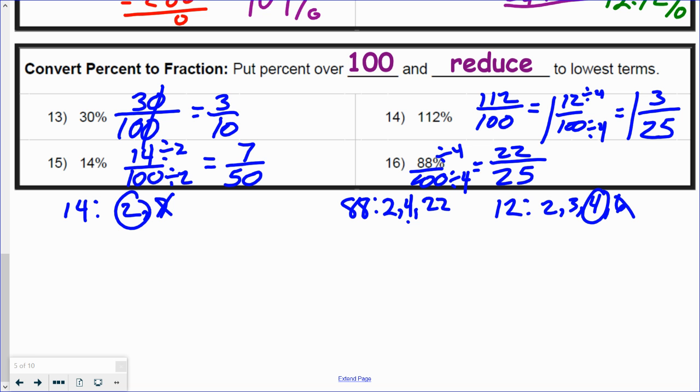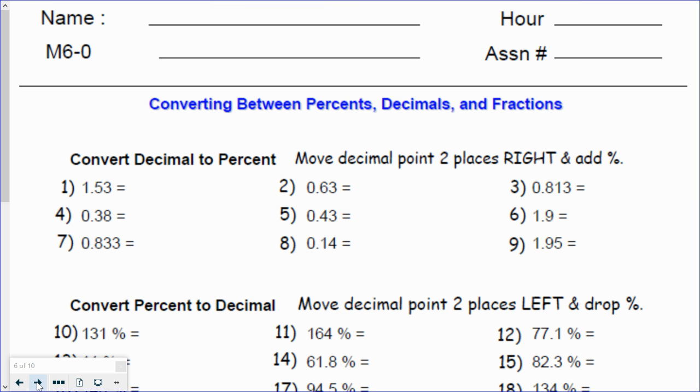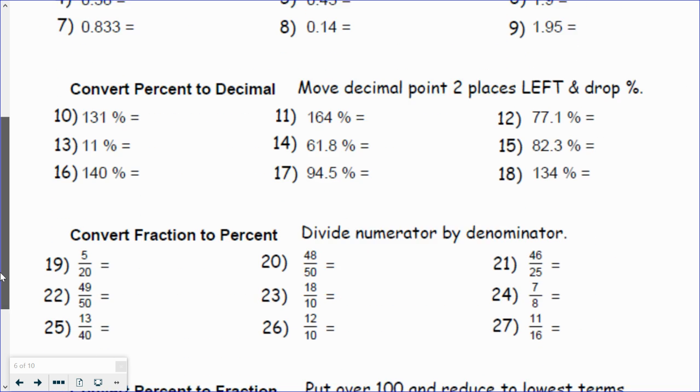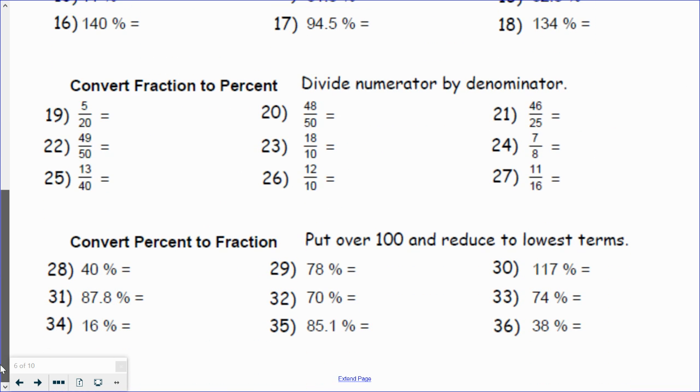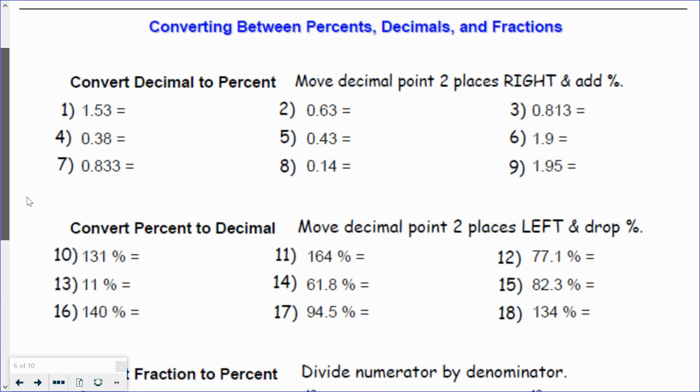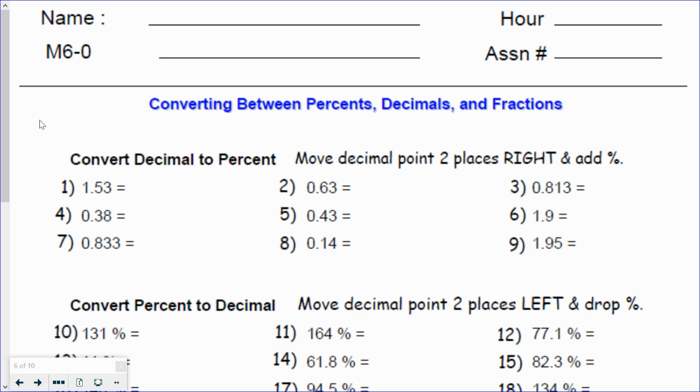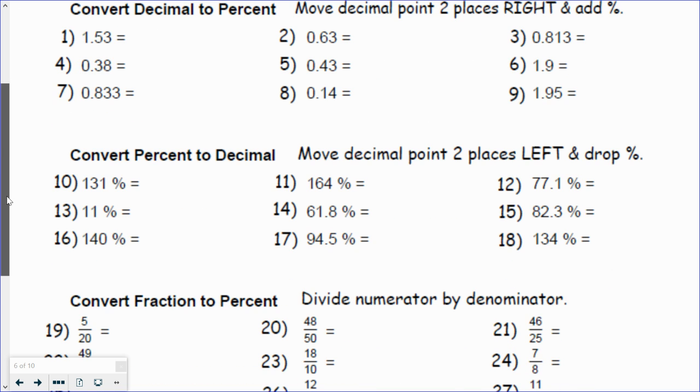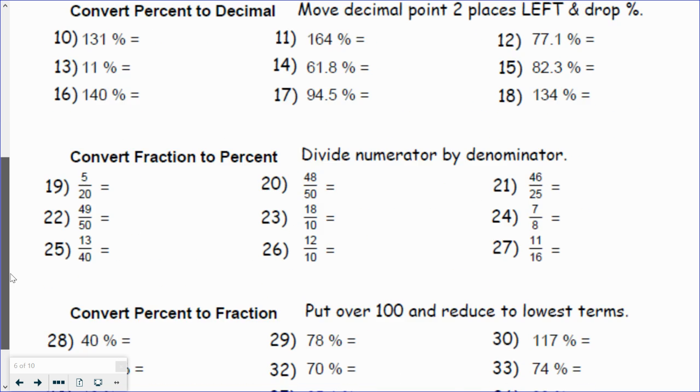All right. So that wraps up your notes. Go ahead and glue those in so you have them and don't lose them. And then we have some work to do. Now, this is probably the most problems you will ever see on an assignment. If you want to know why, a lot of these do not have that much work to do. You're either just moving a decimal point for the first part, the second part.